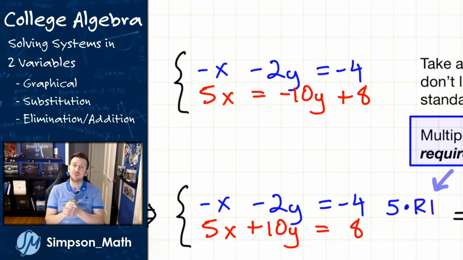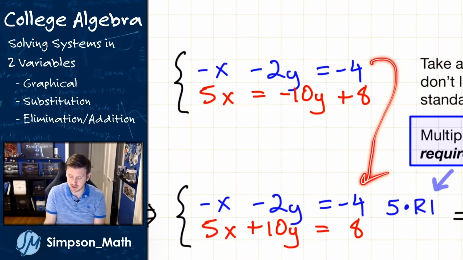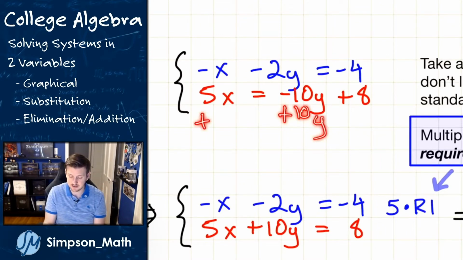My y's are not on the same side. Back when I talked about substitution, I said it's a good idea to put them in the form ax plus by equals c. Well, in this case, it's required. You need to put it in the form ax plus by equals c. So here, my top equation's fine. Just copied it down. But now I'm going to add the 10y to both sides so that I can move that over, and now they're all lined up, ready to add together, right?